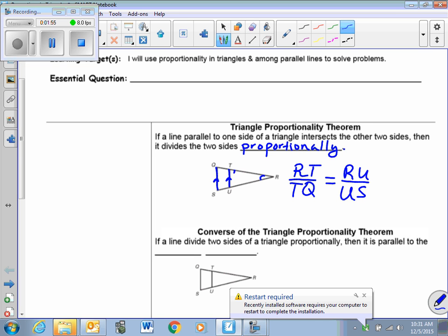And what do we know about these two angles? We know that they are congruent because why? Because they're corresponding angles that are created by these two parallel lines and this transversal. So yes, these two triangles are similar, and if I wanted to write a similarity statement, I could say that triangle RTQ is similar to triangle RQS by the angle.